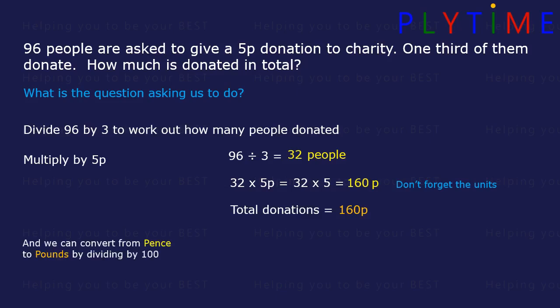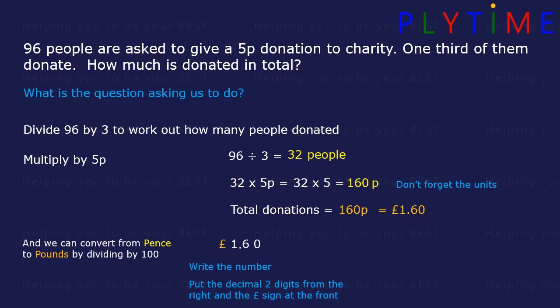We can convert from pence to pounds by dividing by 100. To do this, we write the number, and then we add the decimal 2 digits from the right and the pound sign at the front. So £1.60 is the same as 160 pence.